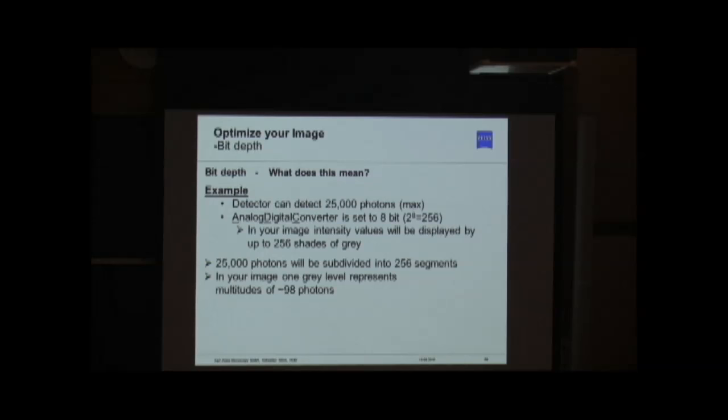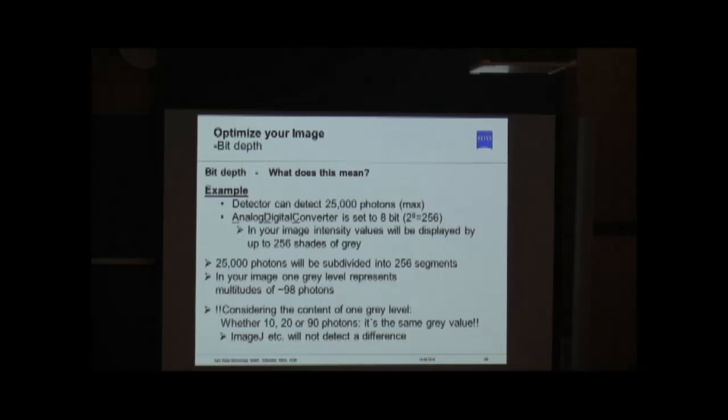And here's the catch. Considering the content of one gray level, whether you have 10, 20, or 90 photons or multitudes of that, it will be represented as the same gray level. If you now use your data and do some image processing, ImageJ will not see a difference whether it's 10, 20, or 90 photons, because it's one gray level.